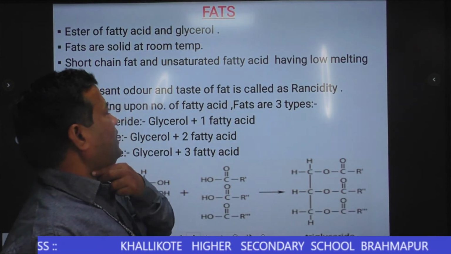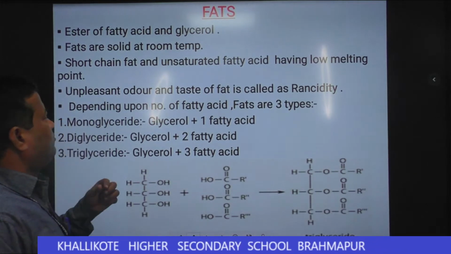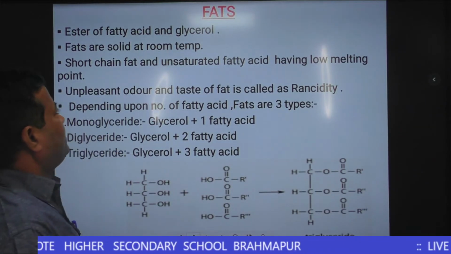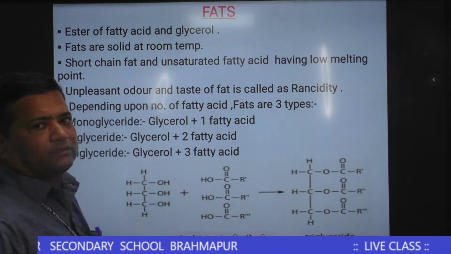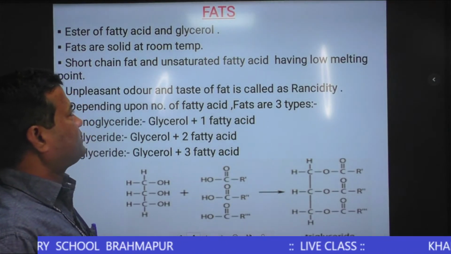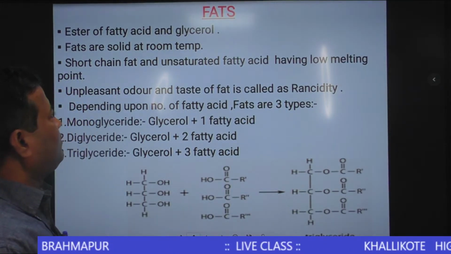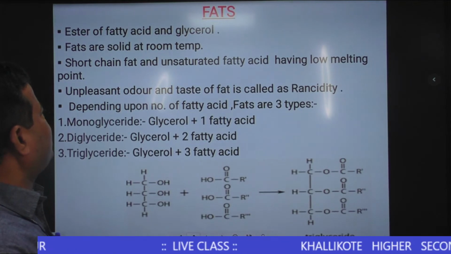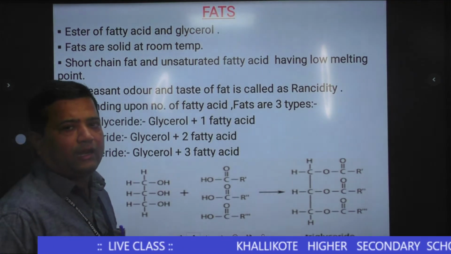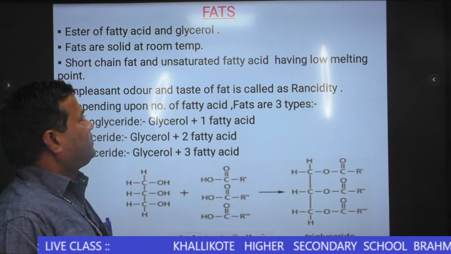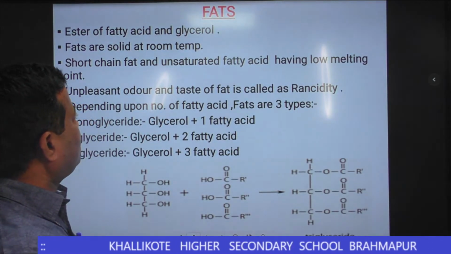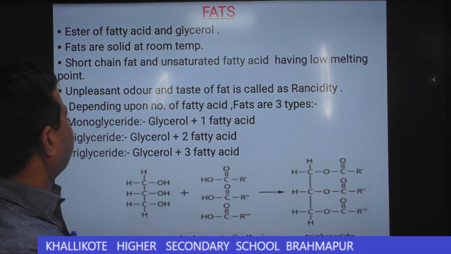Simple lipids include mainly two things: fats and wax. Fats and wax or oils are the simple lipids. They are specially made of fatty acid and glycerol. First we have to discuss the fats.